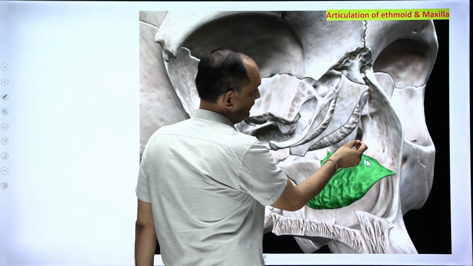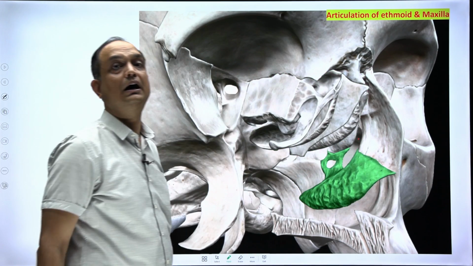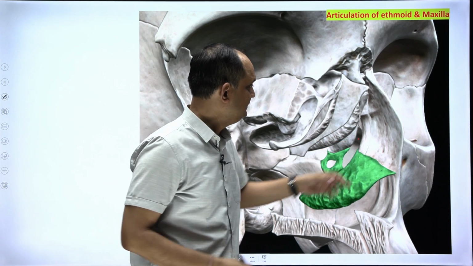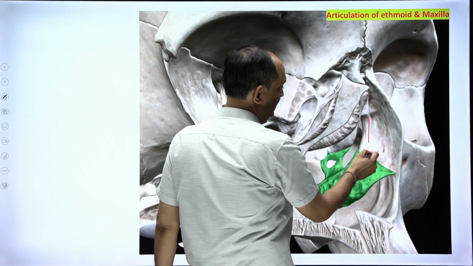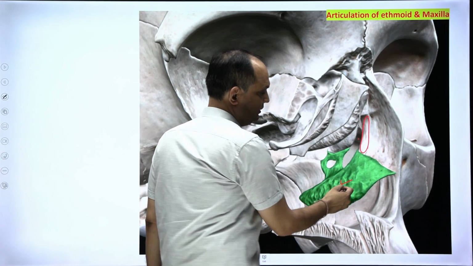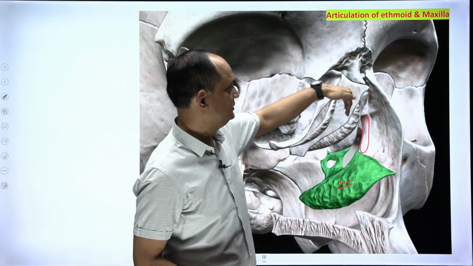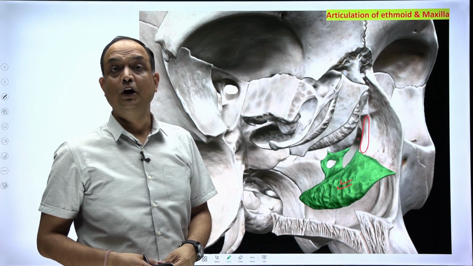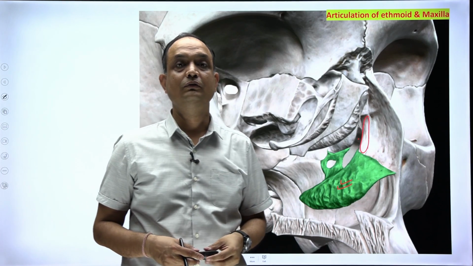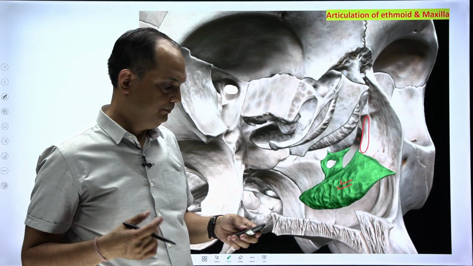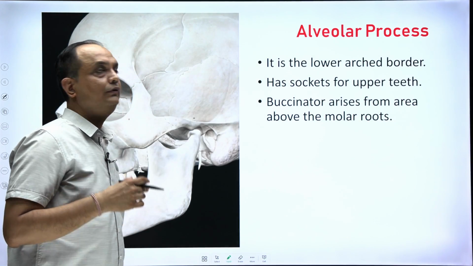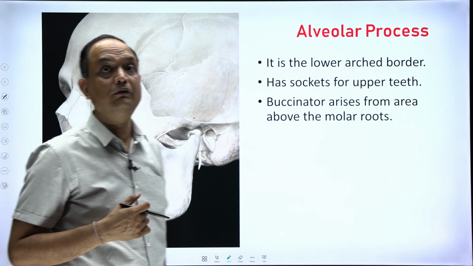Now this is the large opening of the hiatus. Now this hiatus is enclosed anteriorly by the lacrimal bone. This is your inferior nasal concha. From above you can see the projections of your ethmoid bone, and from the posterior side you will see the perpendicular plate of palatine bone. Now we will move to the next process, known as the alveolar process.